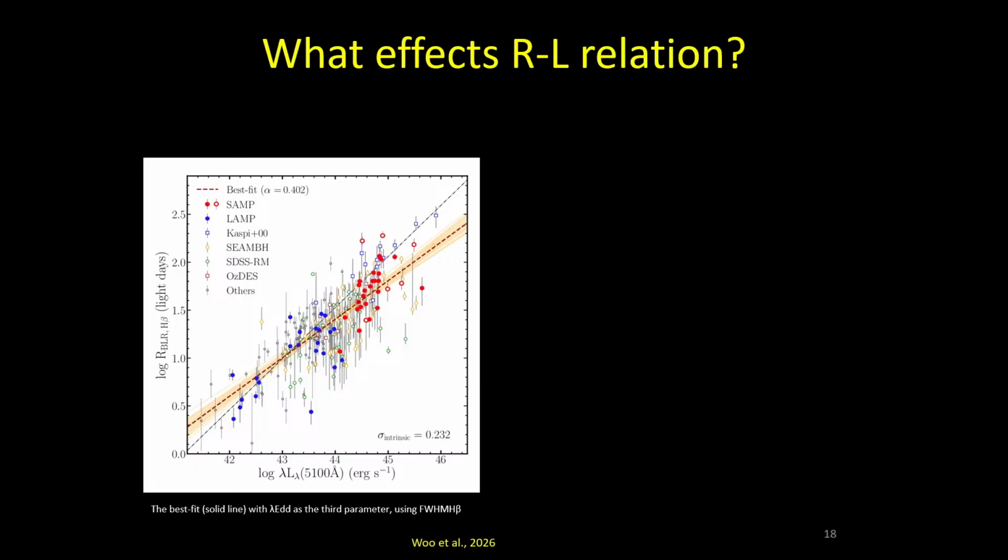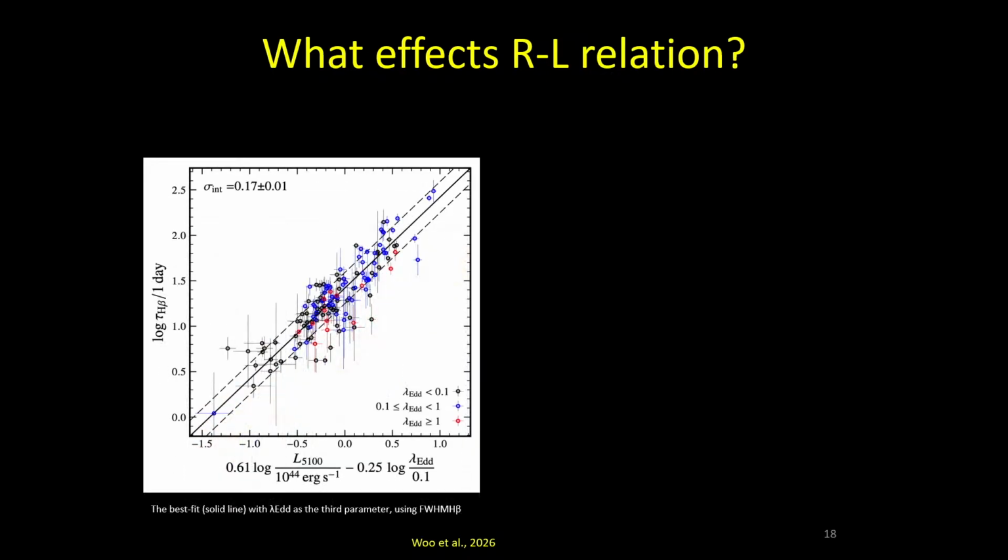Yeah, so this was the BLR based relations that we obtained recently. But as we see here, some of the objects are still deviating. So we need to have not only the luminosity as a parameter, but we need to see which are the other parameters of the AGNs that can affect the BLR size measurements.